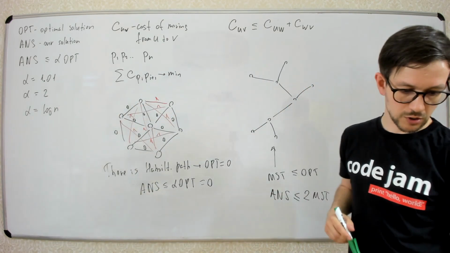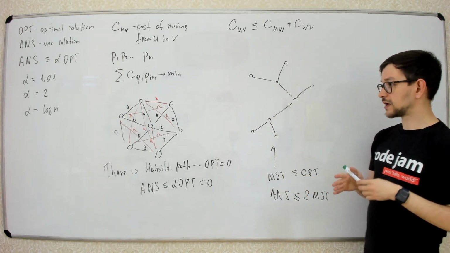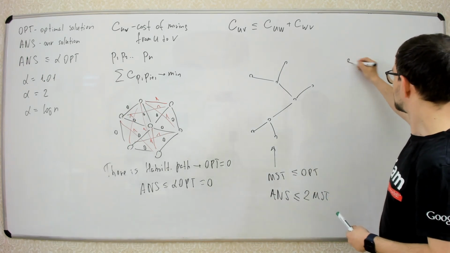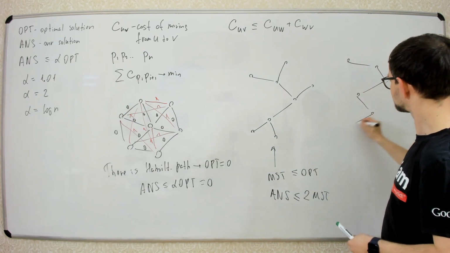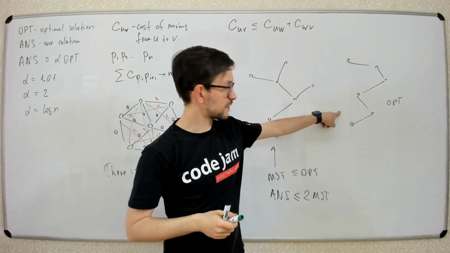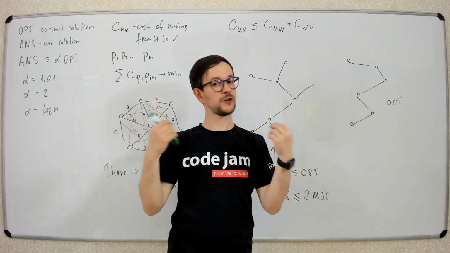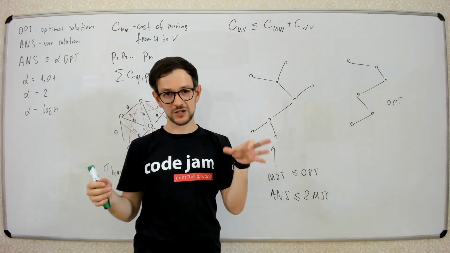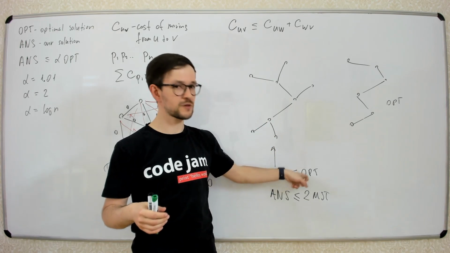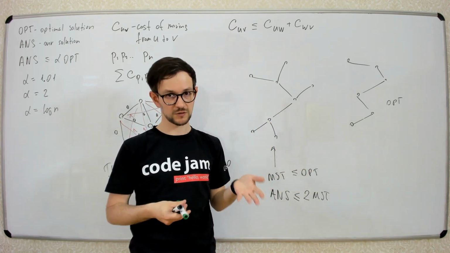So again, why is MST less than opt? Because again, what is the optimal answer? Optimal answer is some Hamiltonian path. So optimal answer is a path. Path is a tree. So the optimal path is some Hamiltonian path, or some spanning tree. We build a minimal spanning tree. Minimal spanning tree is less or equal than some spanning tree. So optimal answer is a path. Path is some spanning tree.